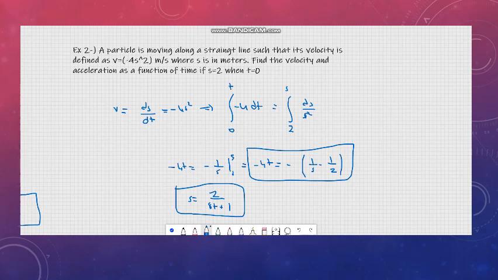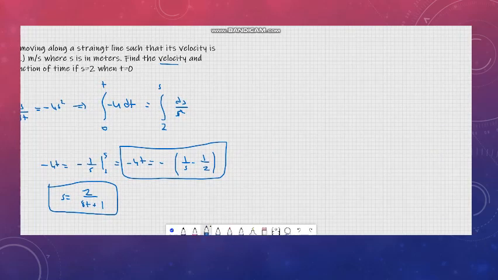Okay, what we need is the velocity and acceleration as a function of time. Now that we know s, we can find the velocity, because ds over dt gives us the velocity with respect to time. So we take the first derivative of s, which is 2 over 8t plus 1. When you take this derivative, you will end up with minus 16 over (8t plus 1) squared.